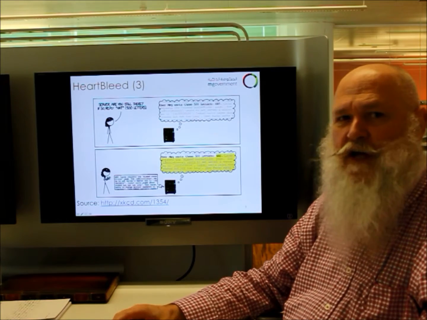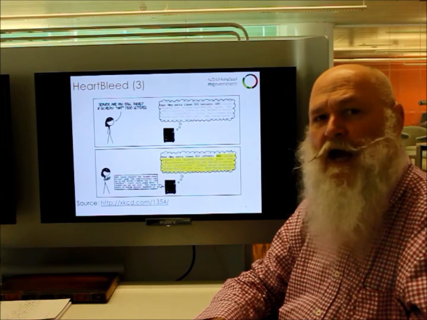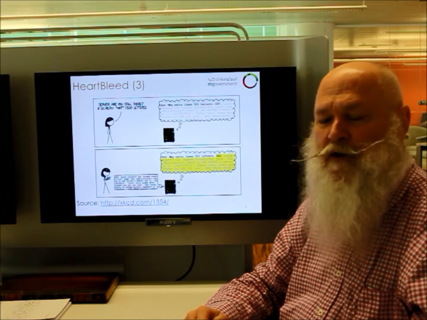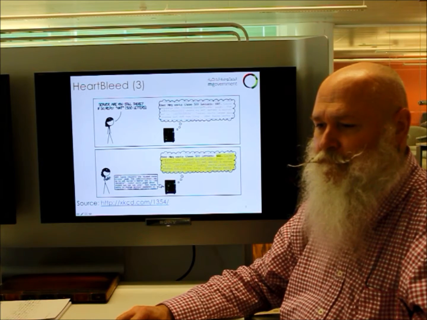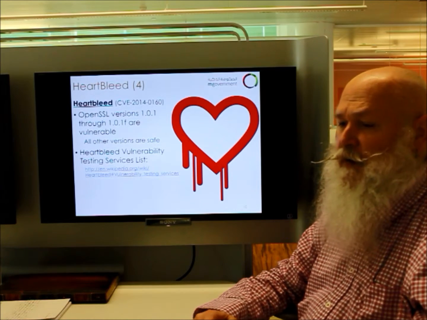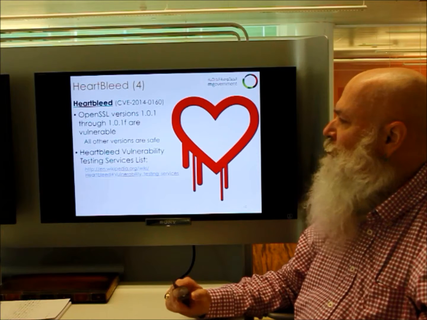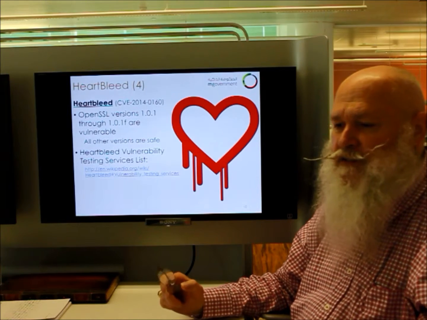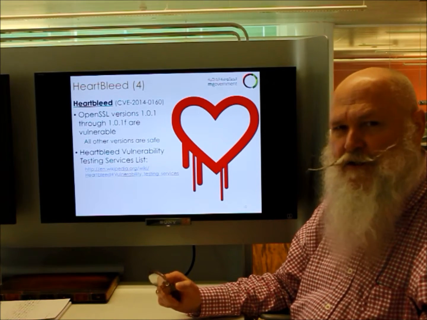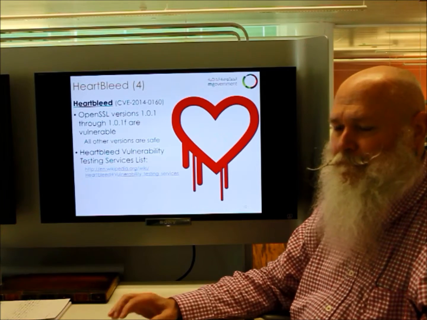This allows the attacker to read the memory on the server 64 kilobits at a time, and he can iterate this as many times as he wishes and read all of the memory on the server. All versions of OpenSSL from the initial release of version 1.0.1 through 1.0.1f are vulnerable. All other versions are safe with regards to this vulnerability. You should test your code to see if you're vulnerable. Here's a list of testing services.